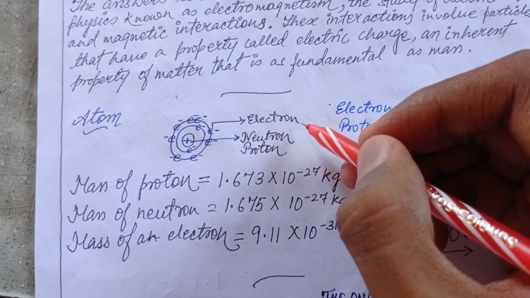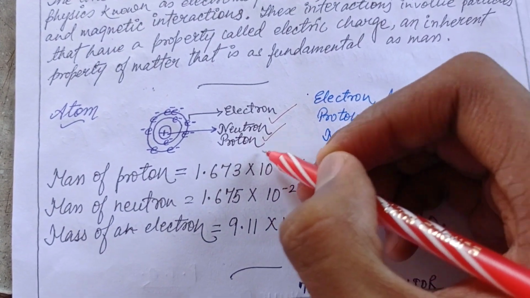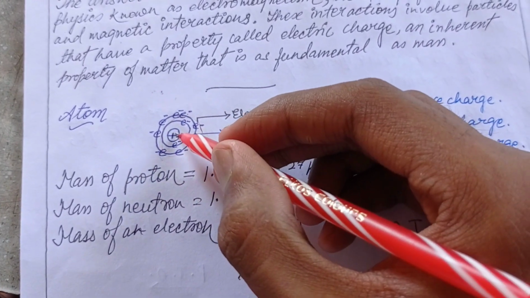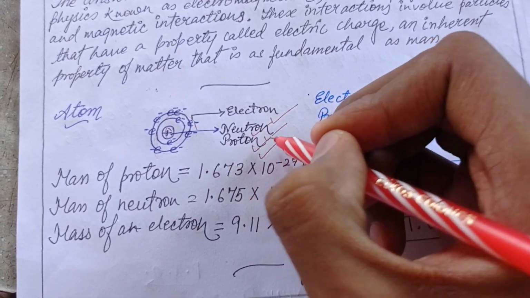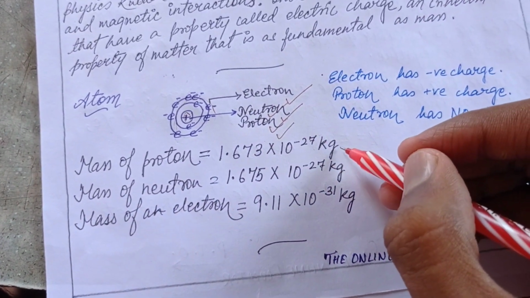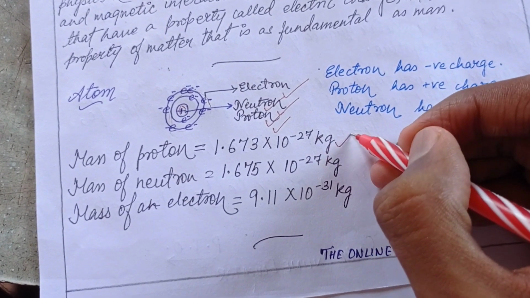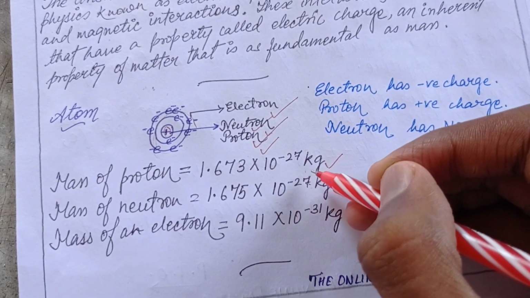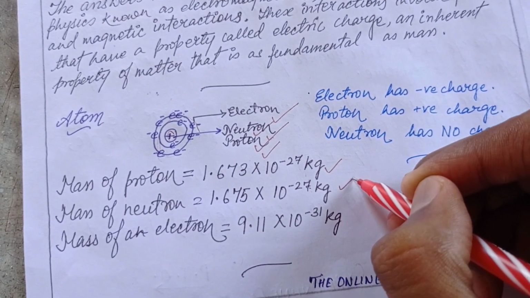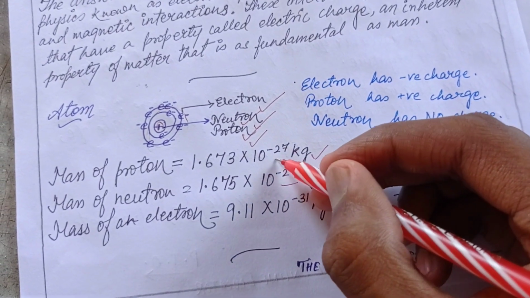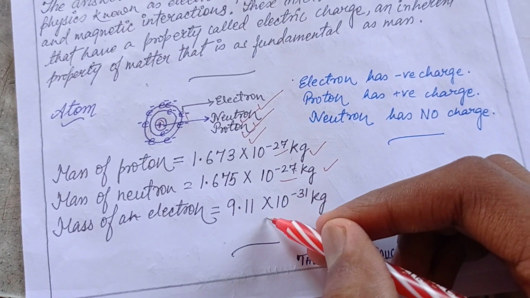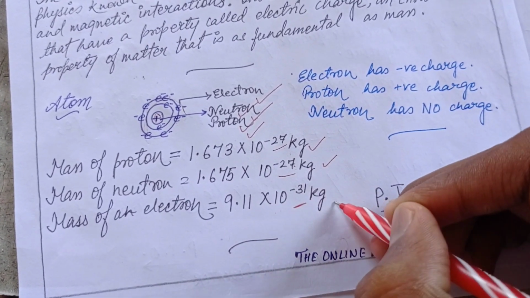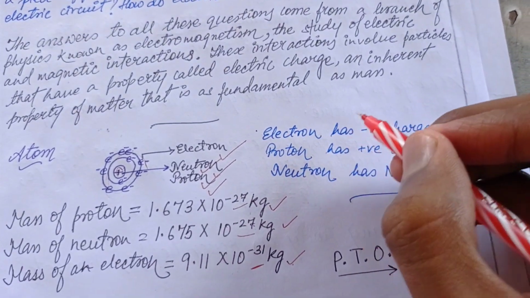Now we come to the atom. In an atom, what do we have? We have electron, neutron and proton. Electrons revolve in their orbits, and in the nucleus we have neutron and proton. The mass of a proton is 1.673 into 10 to the power minus 27 kg, and the neutron's mass is slightly more than the proton's: 1.675 into 10 to the power minus 27 kg. The mass of an electron is 9.11 into 10 to the power minus 31 kg.